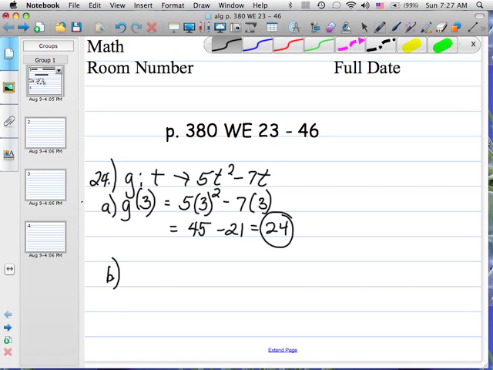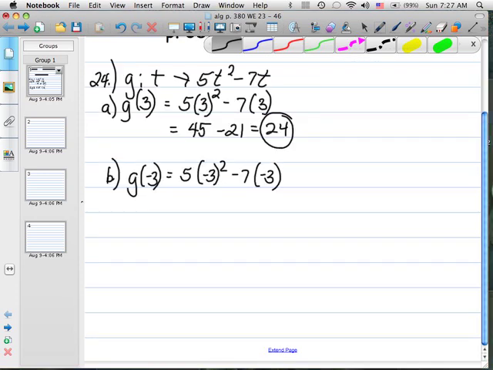B, we have g at negative 3. Skip a line for this one. So we're going to put in negative 3 for t, so it's 5 times negative 3 squared minus 7 times negative 3. Negative 3 squared is positive 9 times 5, we get 45 again. Negative 7 times the negative 3 is positive 21. So we add those together and get 66.